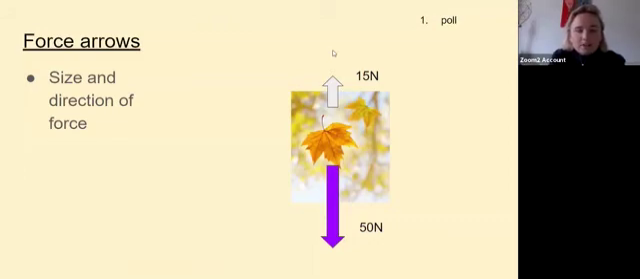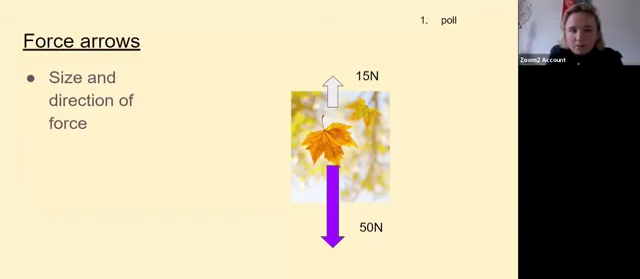Okay, so as we said, force arrows show the size and direction of the force, but there's actually a way of quantifying this. Quantifying just means to give something a number. So rather than just looking and seeing which force arrow is bigger, the forces actually have a number for their size. We're going back to our leaf diagram again, our leaf that's falling. We can see that the force of gravity, this downward facing purple arrow, has a value of 50 newtons, remembering that newtons is shown with this large N. And the force that's working against this would be air resistance, and the value for that is 15 newtons.